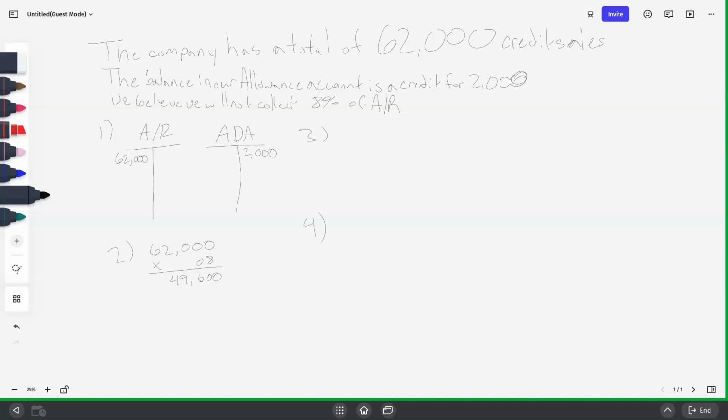Real quick, you forgot to bring a 0 over. It's 4,960, because it's 8% of 62,000. So you do 62,000 times 0.08, right? Yeah, you multiply that. You multiplied it to be around 80%. Oh yeah, my bad, I must have put it in wrong.